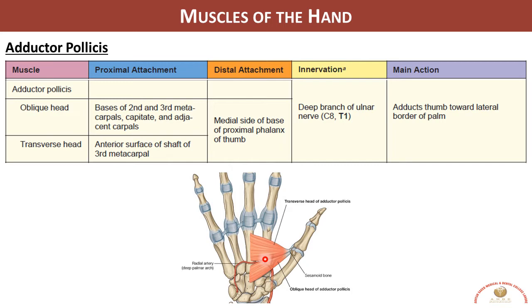It is a fan-shaped muscle, and its tendon usually contains the sesamoid bone. The adductor pollicis adducts the thumb. Okay, this is the adductor pollicis which has two heads. One is the oblique head and one is the transverse head.